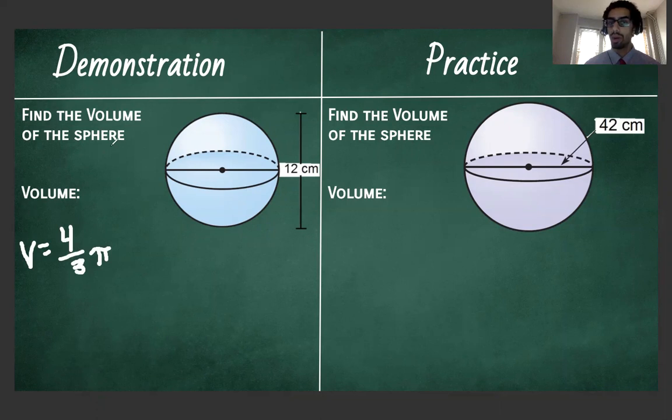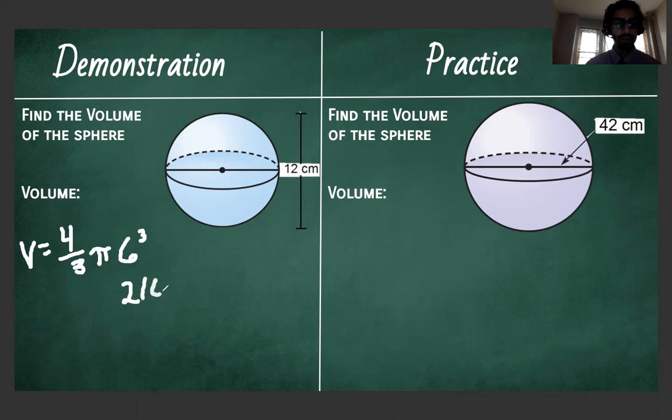Now, let's try to figure out what our r is. Is my radius going to be 12? That's my diameter. So in order to find the radius, I'm going to take my diameter, cut it in half. So my radius would actually be 6. So I'd write 6 cubed instead, right? Now I can start plugging in my calculator. If I do 6 cubed, that gives me 216. And then I'm going to multiply that by pi and 4/3.